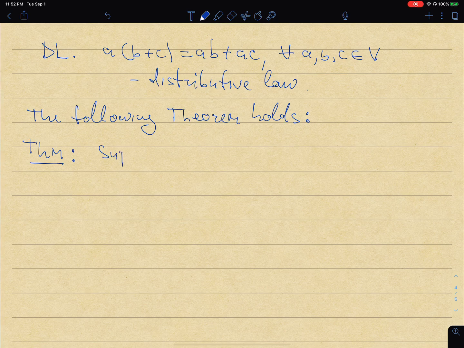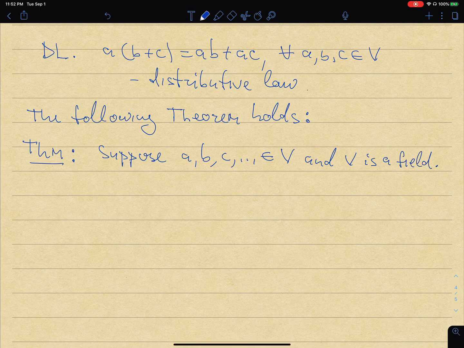I'm going to suppose that A, B, C here, etc., any number that I'm using is in V, and V is a field. So V in this case can be a set of rationals, set of reals, possibly it can be something else that we have not really discussed yet, but what is it? V is just a set on which I defined addition and multiplication. And V is a field, so then the following is true.